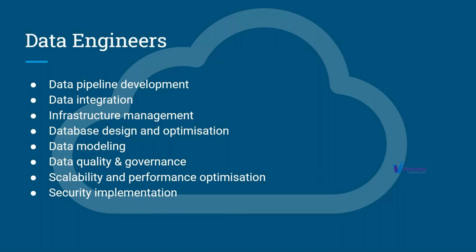To use this big data or to use AWS cloud, we have a few roles available. There are data engineers, data scientists, data analysts, database administrators, and others, data architects. All these persons will be there in an organization. Basically, the data engineers will do whatever we are discussing so far, like data pipeline building, data integration, infrastructure management, database designing, data modeling, security implementation, quality establishment, and performance optimization. All these are the responsibilities of data engineers.